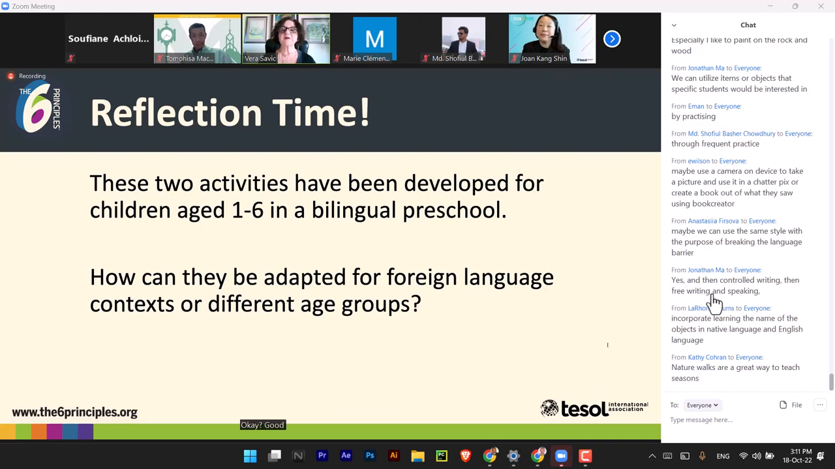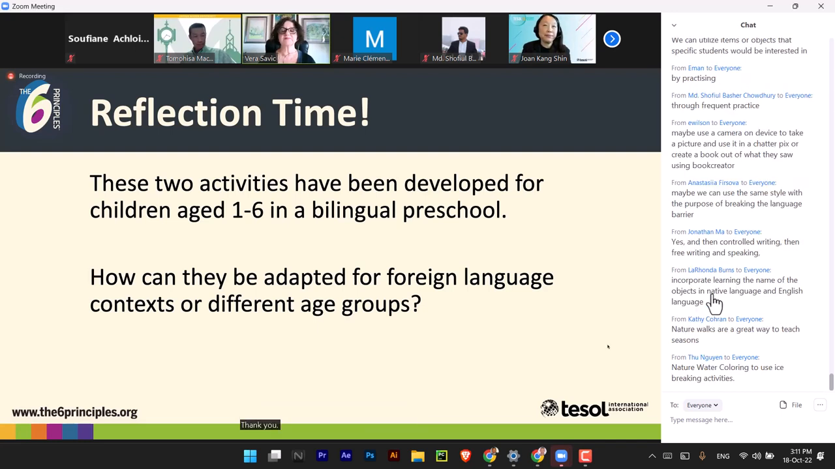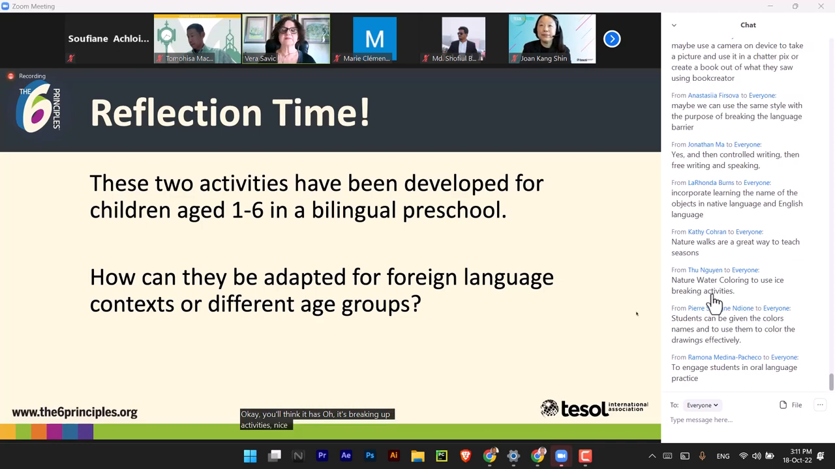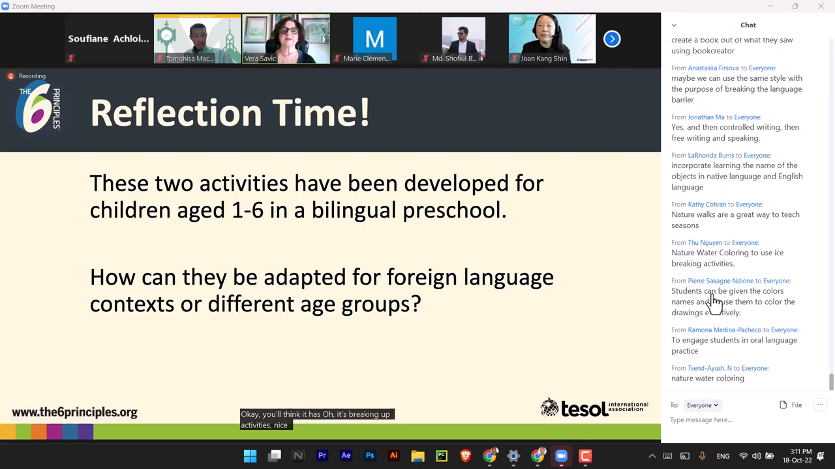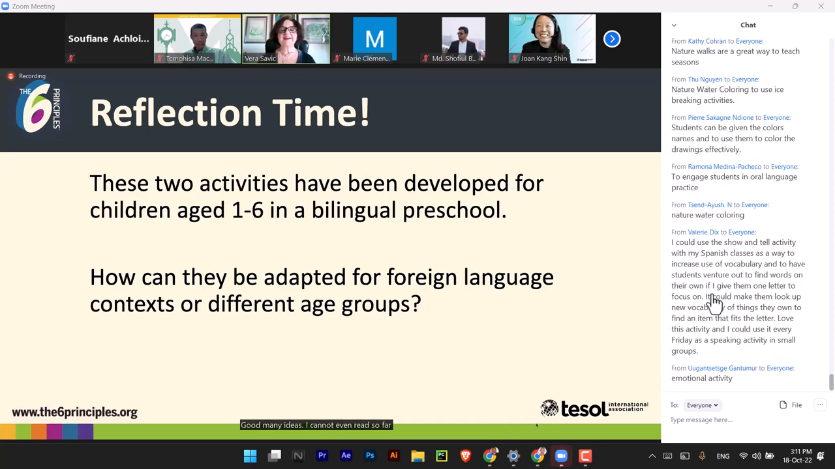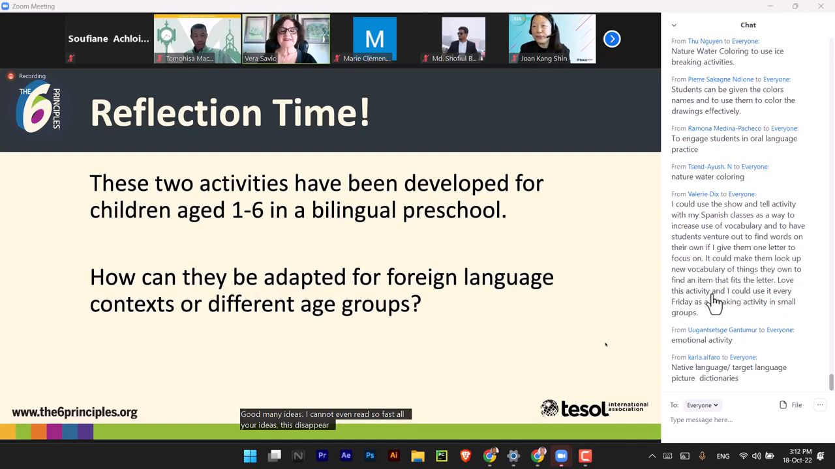Okay, using both the native language and English when learning the names of the objects. Thank you. Okay, using it as ice-breaking activities. Nice. Good. Many ideas. I cannot even read so fast. All your ideas, they disappear, I'm sorry.